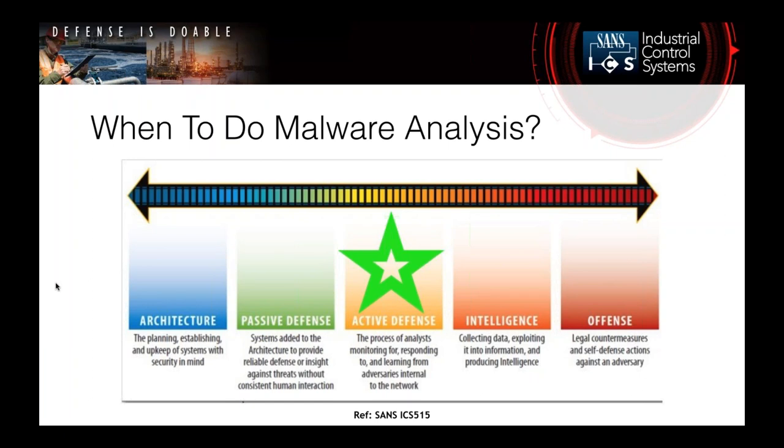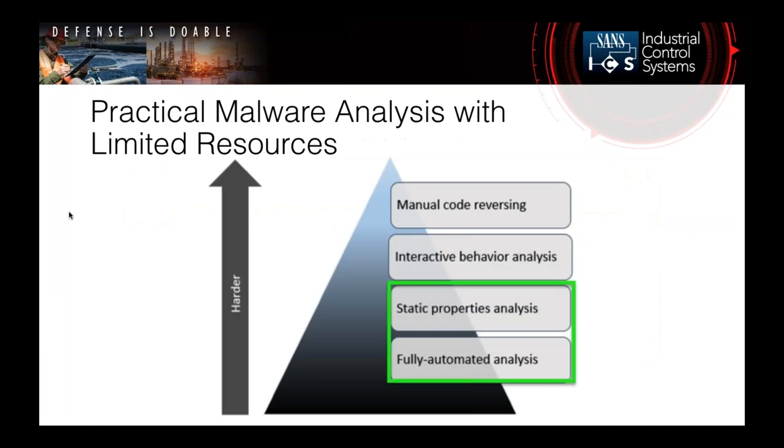Now, active defense in the middle of the screen here, that's really where you're going to have a team essentially learning from the adversaries. This is where malware analysis can come in. If you have these things in place, you can start looking at this kind of solution for your network. So the idea of showing you this is, I do not want you guys to run away and say the most important thing is do malware analysis. It is once you get to your active defense maturity in your security program. That's essentially when you would do malware analysis.